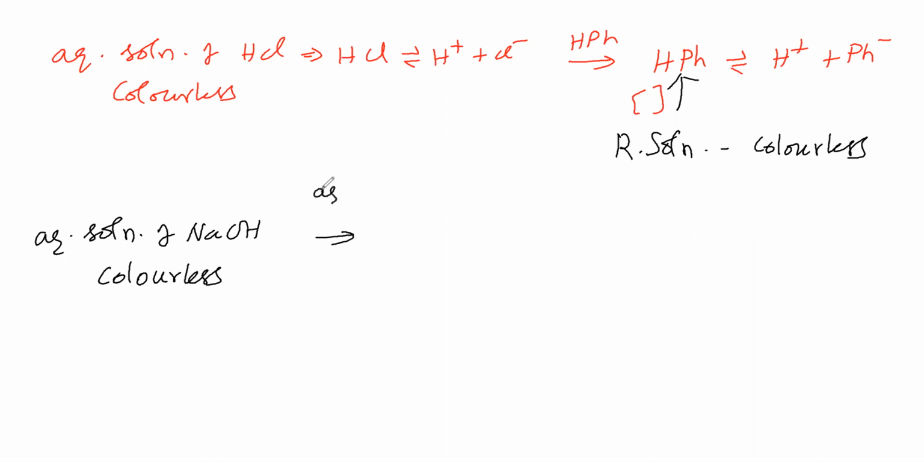To this, let us add a drop of aqueous solution of phenolphthalein. This aqueous solution of phenolphthalein is colorless. It is added into this solution. Now what happens is that this phenolphthalein goes for ionization in this solution. Therefore phenolphthalein goes for equilibrium, and that equilibrium is present in the resultant solution.